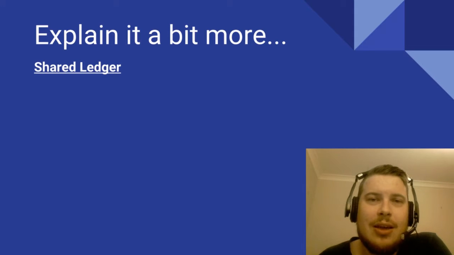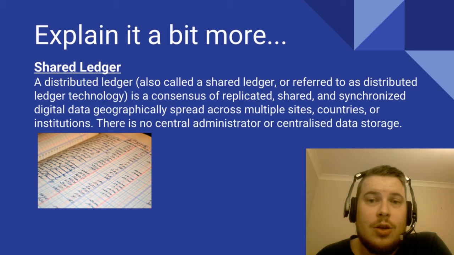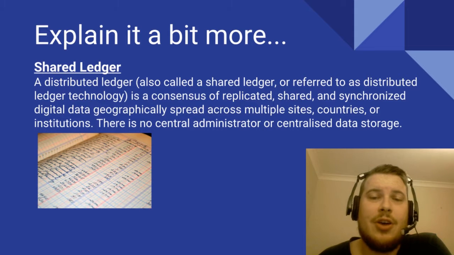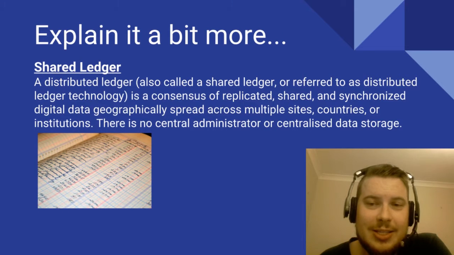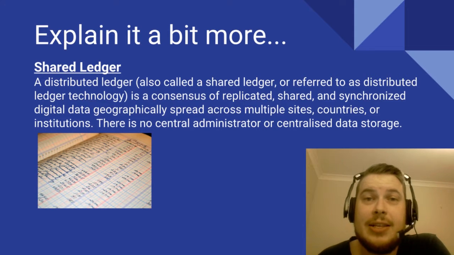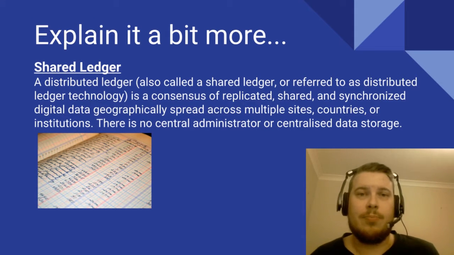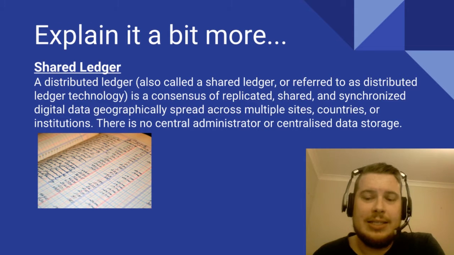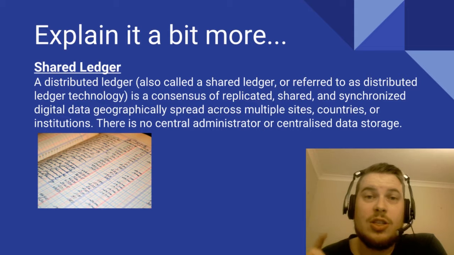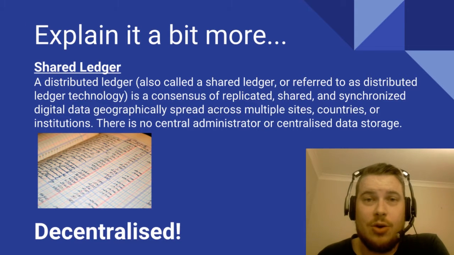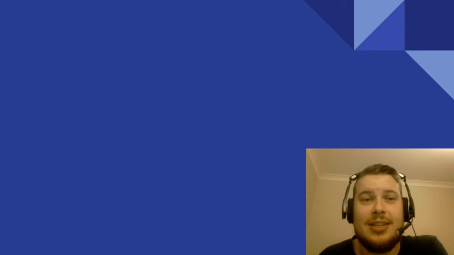Now, this runs off a thing called a shared ledger. A shared ledger is a consensus of replicated, shared, and synchronized digital data geographically spread across multiple sites, countries, or institutions. There's no central administrator or centralized data storage. And that's what I was talking about before. At your local bank, you have a ledger with pluses and minuses on it, and this is spread out all over the world. So it's not just at one place, it's all over the world, which is pretty cool. It's decentralized. That's a term that you will hear a lot around the cryptocurrency scene as well, okay?